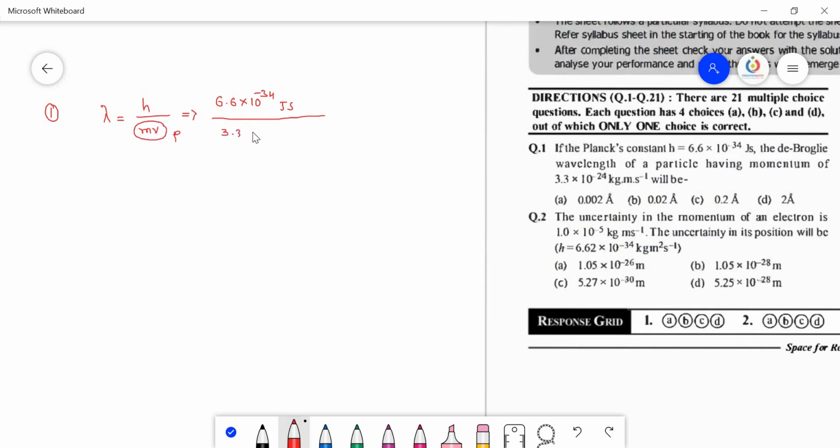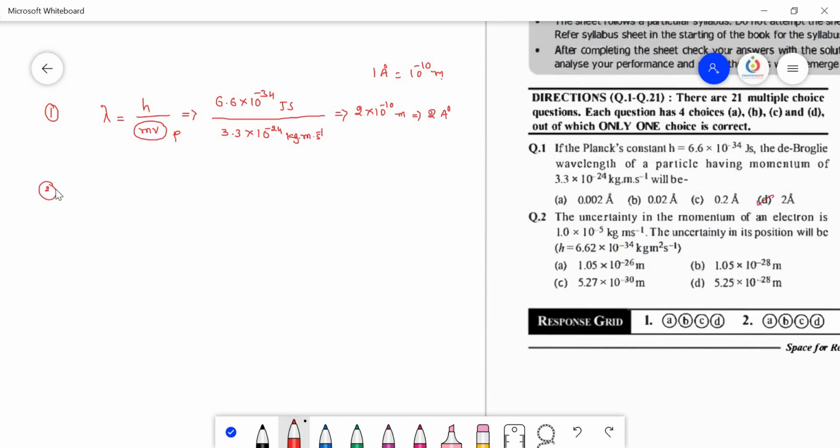Its value is 3.3 into 10 power minus 24 kg meter per second. So if you solve this, you will get 2 into 10 power minus 10 meters, that is equal to 2 angstroms. Why? Because 1 angstrom equals 10 power minus 10 meters. So option D is correct.